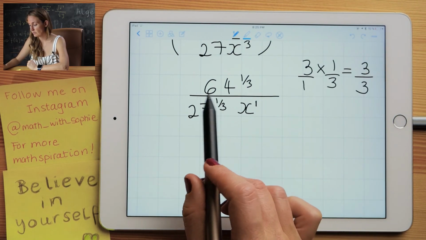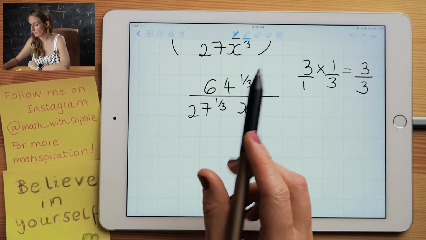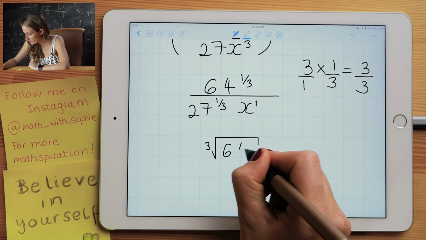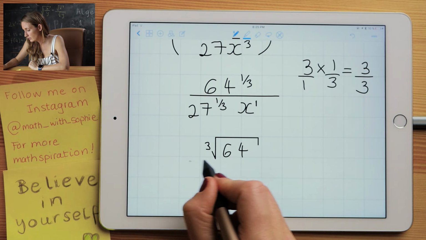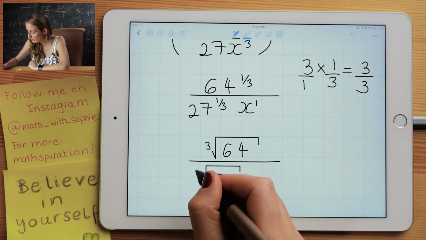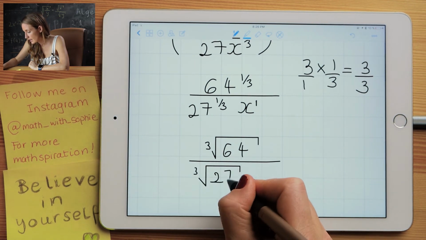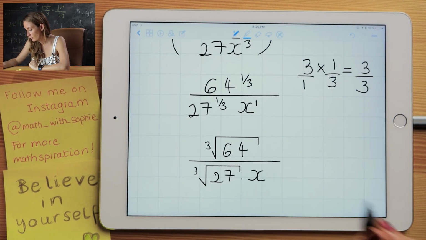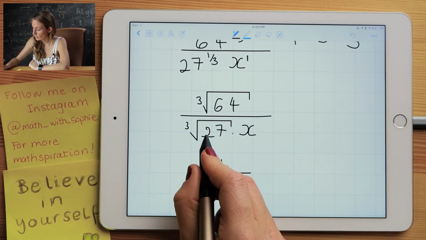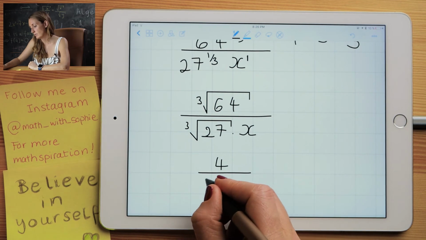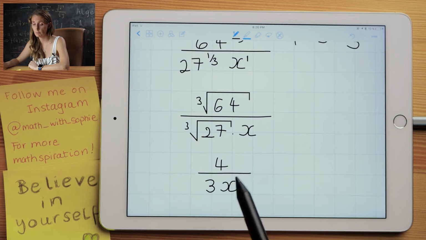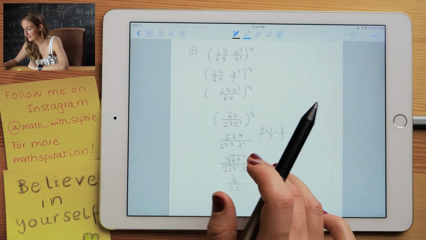So last thing we need to do is tidy up the numbers. Remember, bottom number is the root. So we want the cube root of 64, or 64 power 1/3, divided by the cube root of 27. And we've got our x, or x power 1 here. Cube root of 64 is 4. Cube root of 27 is 3. And that's our x. So it ended up being very small after lots and lots of tidying up.